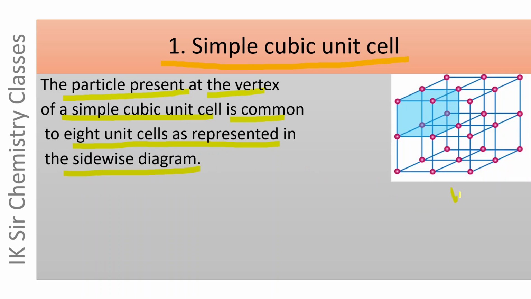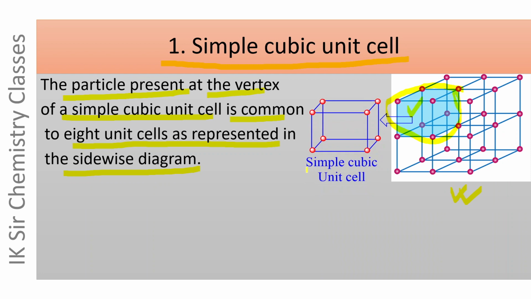This is a portion of cubic crystal lattice in which this three-dimensional collection of lattice points is repeated several times, and hence this smallest three-dimensional collection of lattice points is nothing but a simple cubic unit cell in which particles are present at all the 8 vertices and particles are not present at any other position in the unit cell.